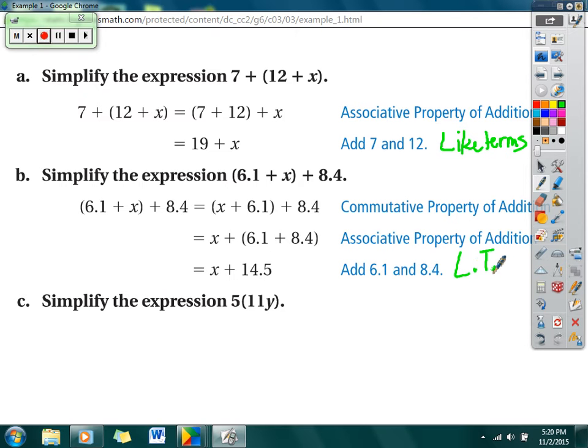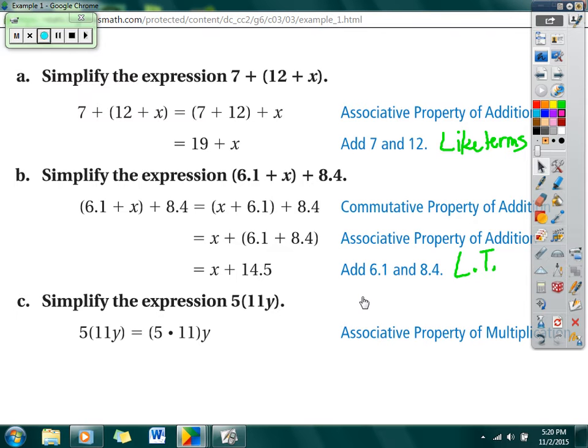Okay, let's look at the next one. The next one's multiplication. So in the first two we were looking at addition, now let's look at multiplication. So I want you to think about what two numbers need to be together. Hopefully you said the 5 and the 11. So 5 and 11 are right next to each other, which is very convenient. All I have to do is use the associative property and reassociate that parentheses so I can multiply 5 times 11. So I'm going to move it over, associative property of multiplication. I can now do 5 times 11, which is 55, and this is how I leave my answer. I leave my coefficient in front of my variable always, okay? Again, you could put like terms here.